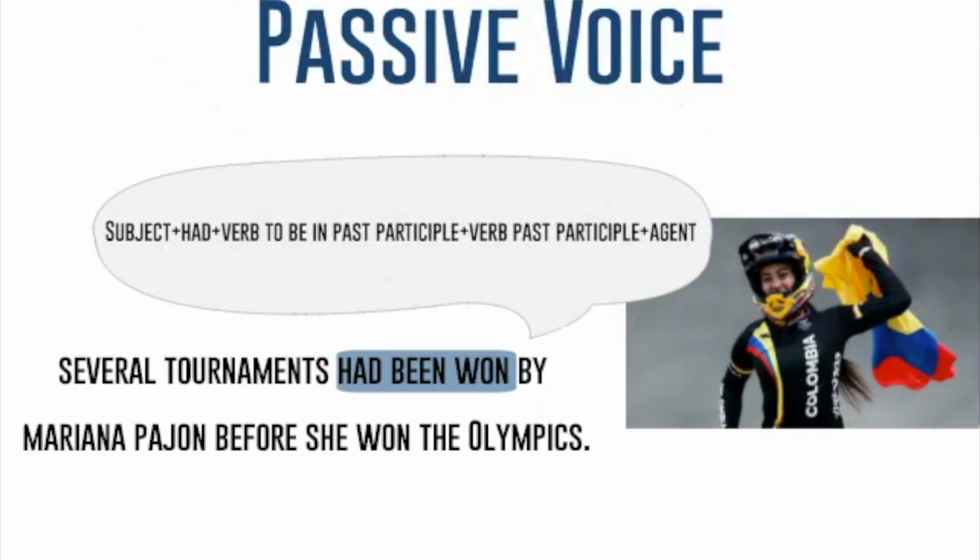When we want to change that, we say, several tournaments had been won by Mariana Pajón before she won the Olympics. As you can see, we have the emphasis on the tournaments she had won before the Olympics. And the structure is subject, had, verb to be in past participle, the main verb in past participle, and the agent, that in this case is Mariana Pajón.